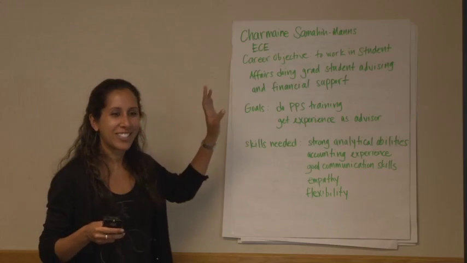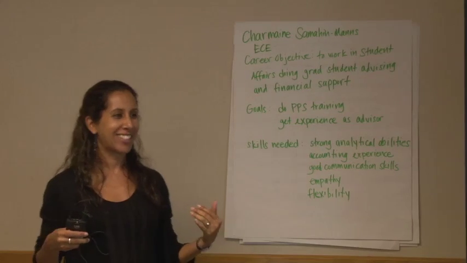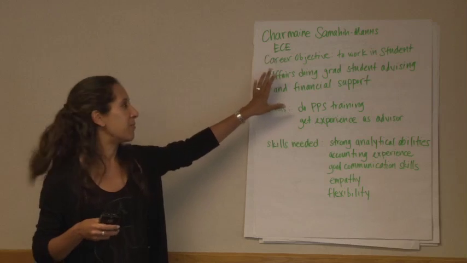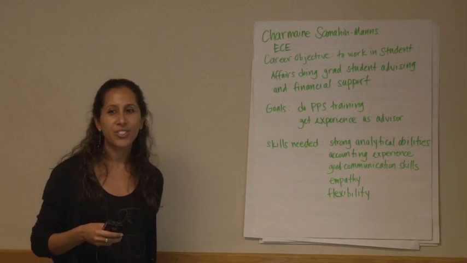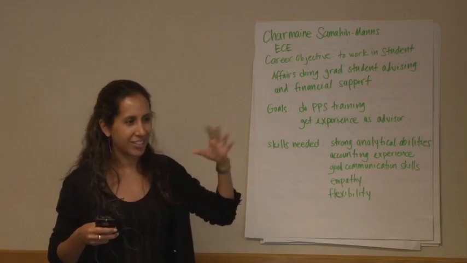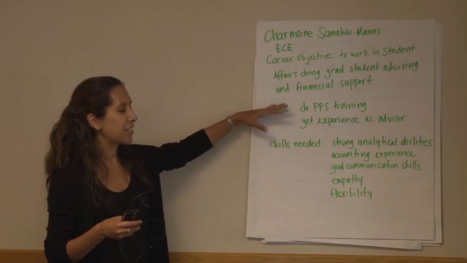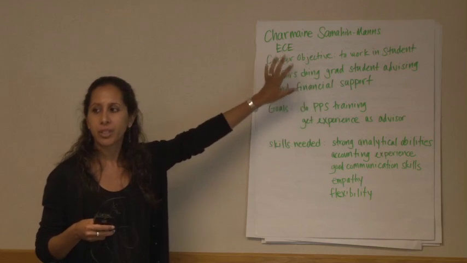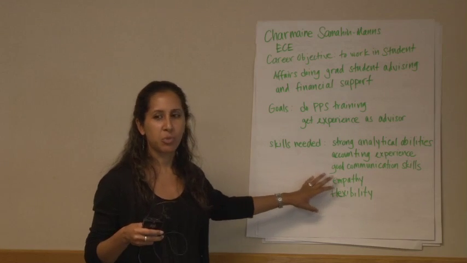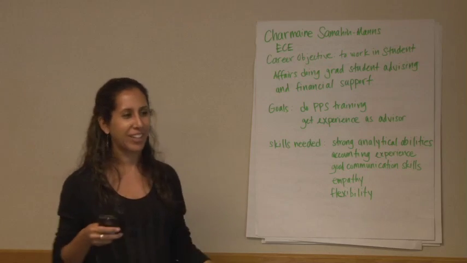So what I thought about was, okay, I'm going to do this from the perspective of someone who might apply to one of my positions. And so the career objective would be to work in student affairs, doing grad student advising and financial support. Now, I didn't go into all the details of numbering 5 different goals or anything. First I was thinking about goals from the perspective of this hypothetical person. And then I realized that halfway through I was thinking more about what I'm looking for in a person, and I just kept writing.